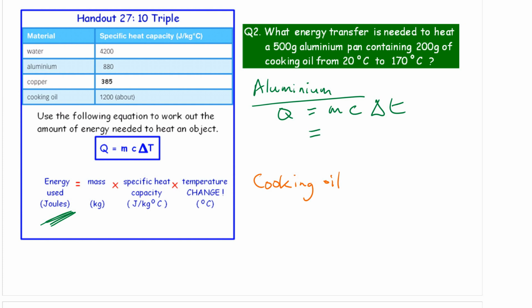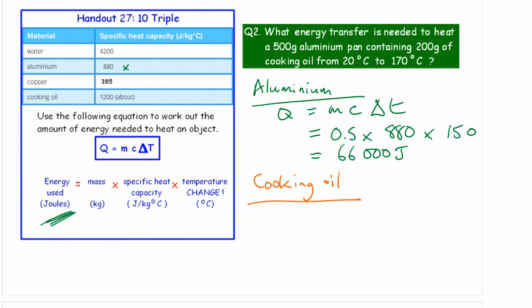Now, what was the mass of the aluminium? It was 500 grams. You've got to put that into kilograms. You divide it by 1,000, 0.5. Then you get the specific heat capacity of aluminium. That's over there, 880. Multiply that by the change in temperature. It started at 20 degrees. It went up to 170 degrees. The change is 150 degrees C. Nice, easy calculation. 66,000 joules.